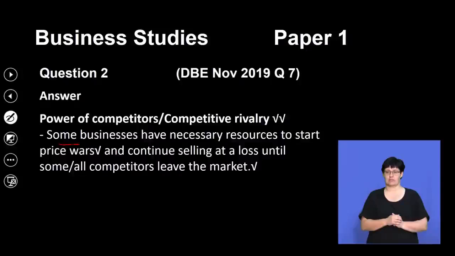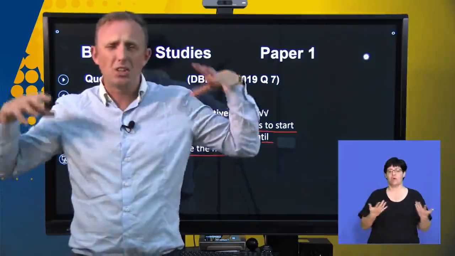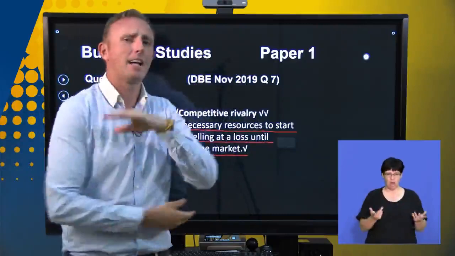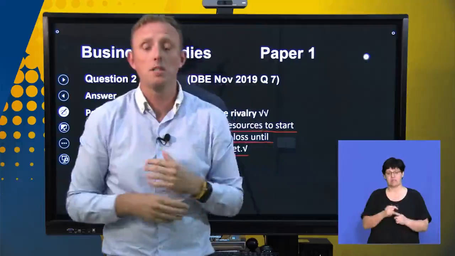All right, and then some businesses have the necessary resources to start price wars and continue selling at a loss until some or all competitors leave the market, right? So they can potentially go into a price war where they undercut each other the whole time, and the people who benefit most from that are the consumers. However, a price war is going to lead to a loss of resources. So the company that is able to buffer from massive losses is the one that is going to win.